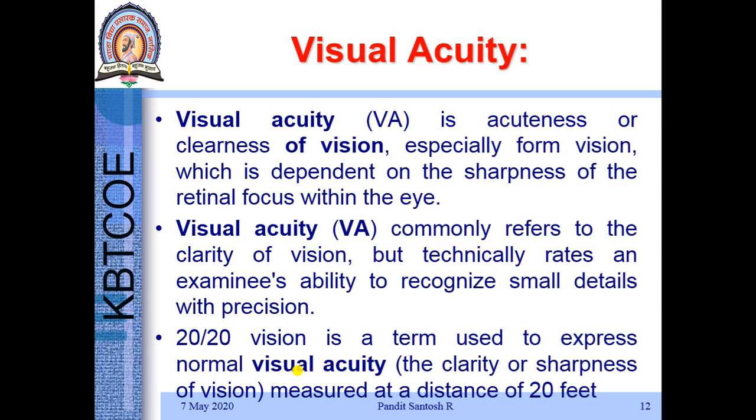Now we will focus on visual acuity. Visual acuity is the acuteness or clearness of vision. It is dependent on the sharpness of retinal focus within the eye. It refers to clarity of vision. It rates the ability of the eye to recognize small details. For this, we use Snellen's chart with 20/20 vision. It is used to express normal visual acuity. It is called 20 because it is measured at a distance of 20 feet.